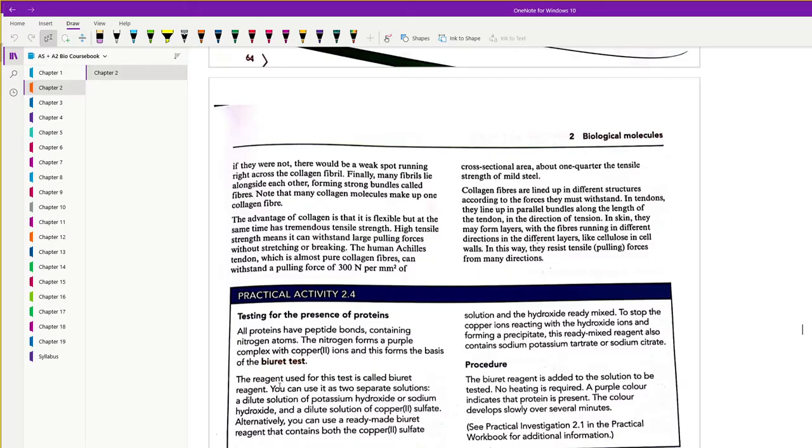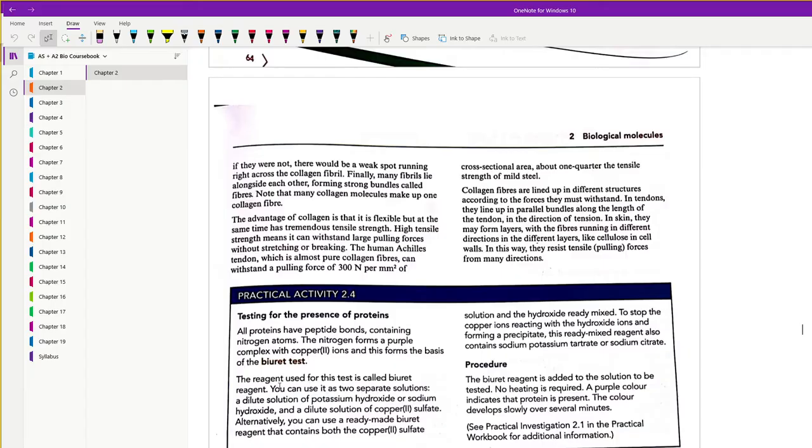So the reagent is the biuret reagent, and you can use it as two separate solutions. It's basically potassium hydroxide or sodium hydroxide and copper 2 sulfate, which is blue in color. Alternatively, there is ready-made biuret. So we mix them, and to stop the copper ions reacting with the hydroxide ions and forming a precipitate, this ready mixed reagent also contains sodium potassium tartrate or sodium citrate, or else a precipitate will be formed of copper hydroxide. You know that from chemistry, a pale blue PPT.